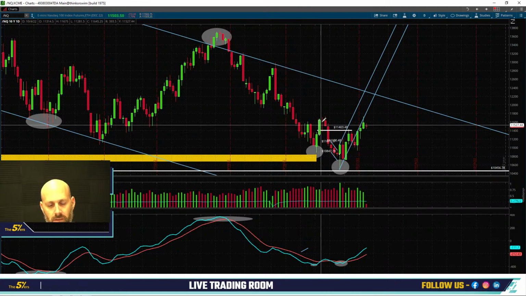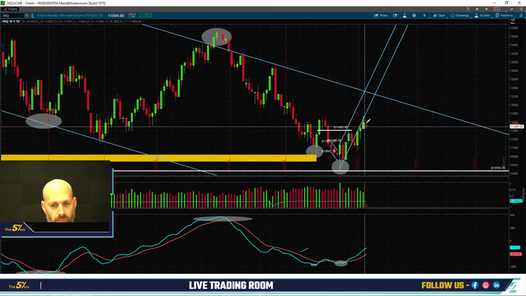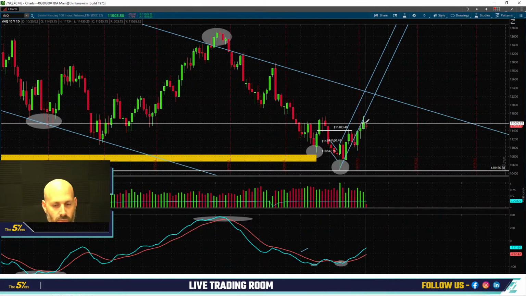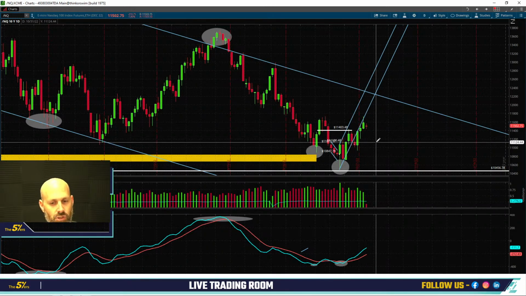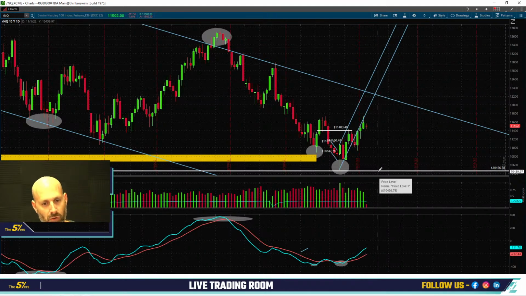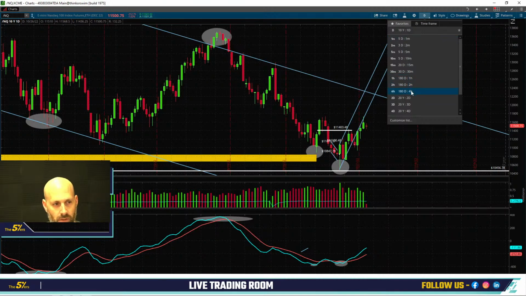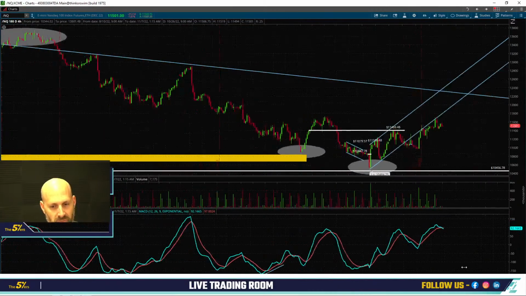We have the shoulder right here, the left shoulder here. Then we made a nice head, and it might be that we will push to the downside to create a new shoulder and then push to the upside again. So this is like an overview of a pattern that might form here on the daily chart. Now dropping down to the 4H, we will get a little bit more information.